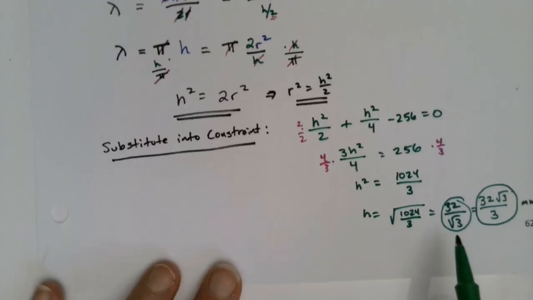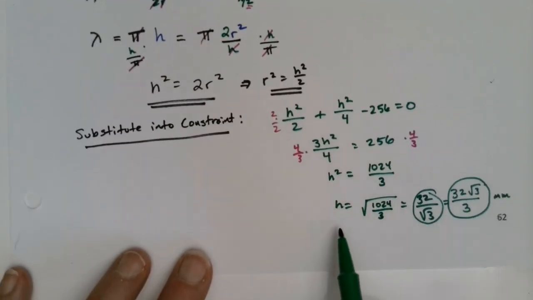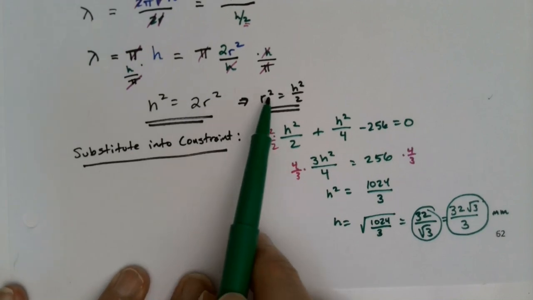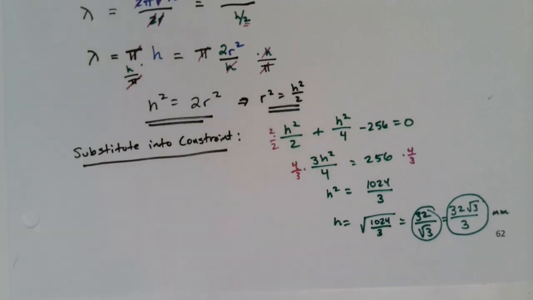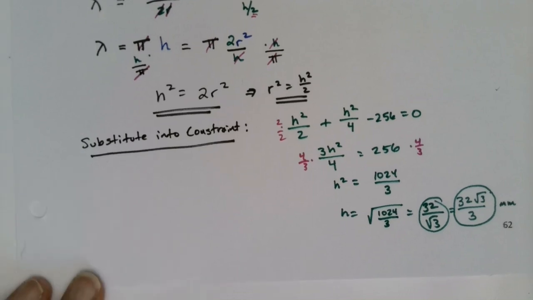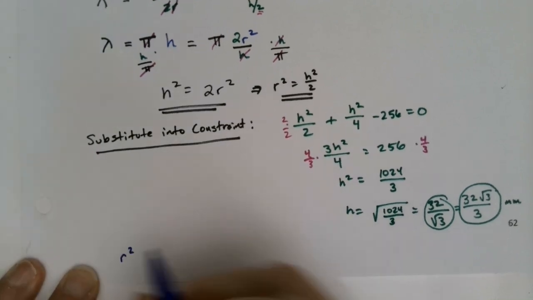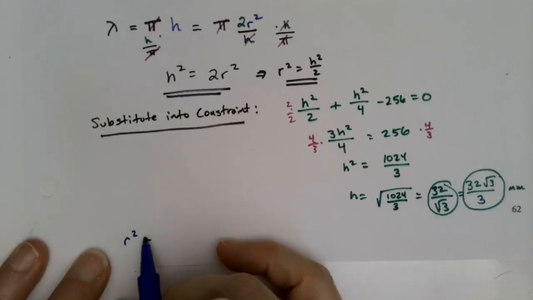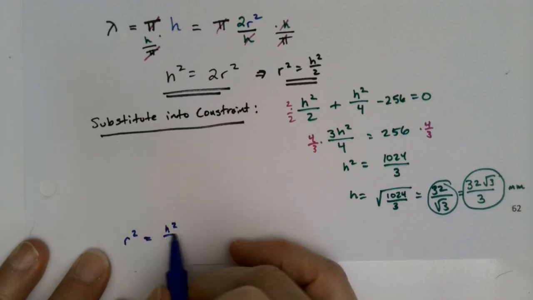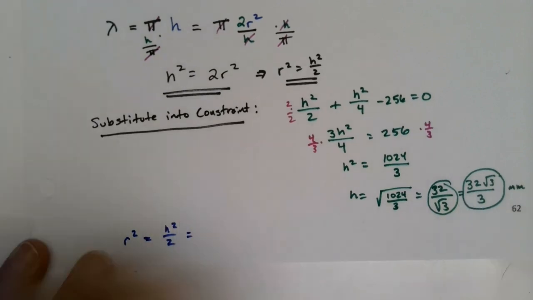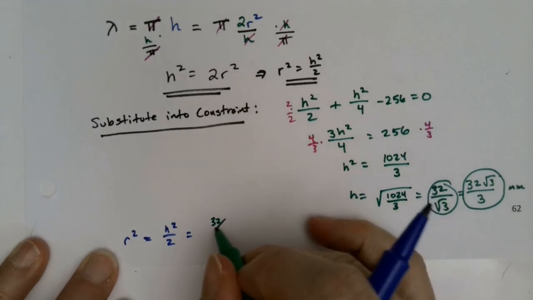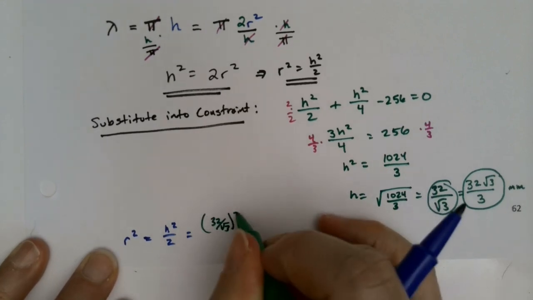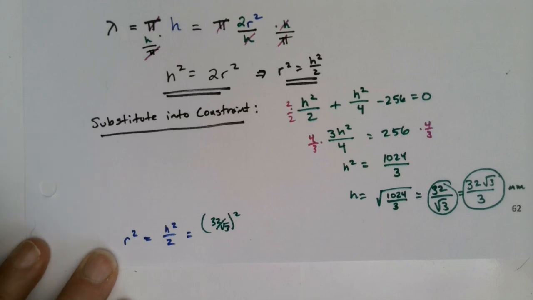All right, now that we know the height, we would just have to figure out the radius. But the radius squared is equal to the height squared divided by 2. So I just need to do that. The radius squared, I'll squeeze it in over here, is the height squared divided by 2, which would be this 32. I'm just going to do 32 divided by the square root of 3, squared. I don't want to deal with the rationalized one. And I'm going to divide that by 2.